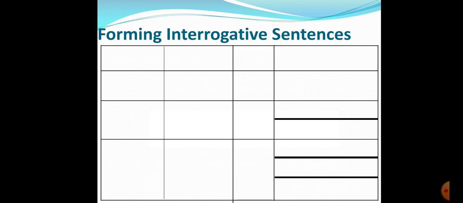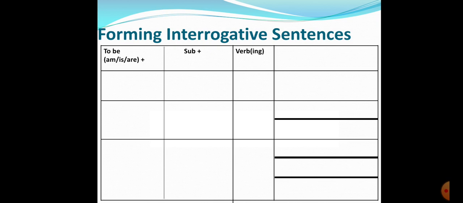Interrogative, we all know, means questions. So when you want to form questions, you use the to be form of verb in the beginning with a capital letter. So am with a capital letter A, is with a capital letter I, and are with a capital letter A. Then we will add the subject, then the verb in the ing form, and do not forget to put the question mark at the end.